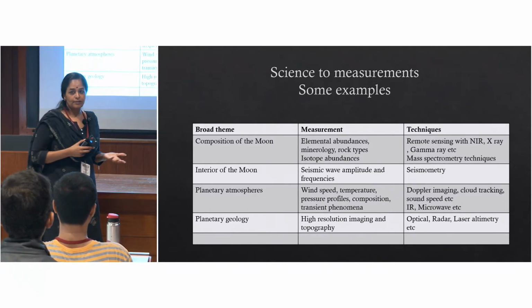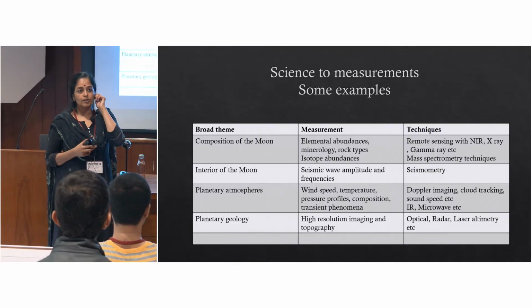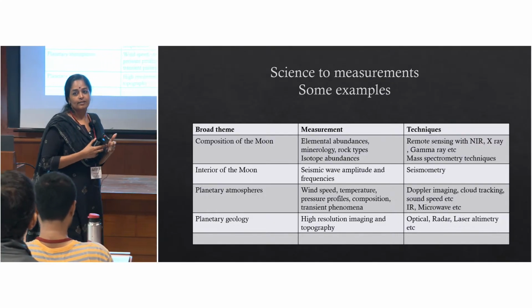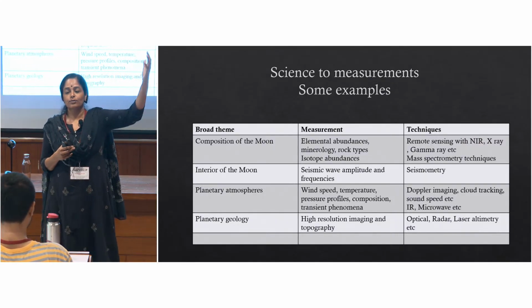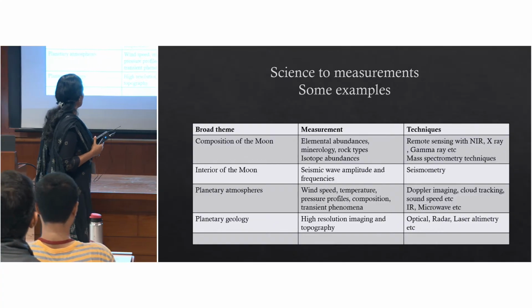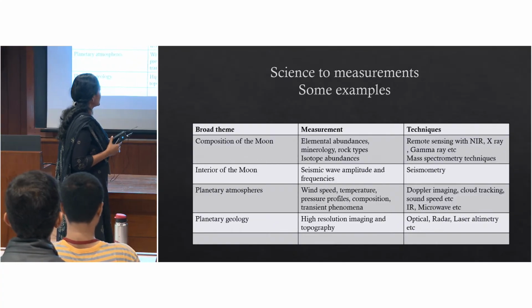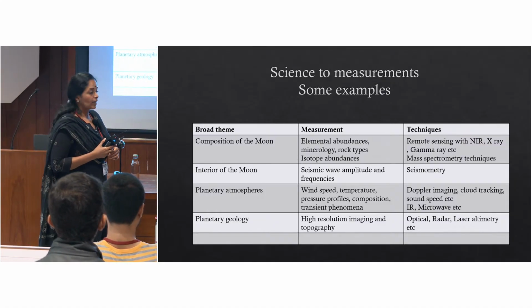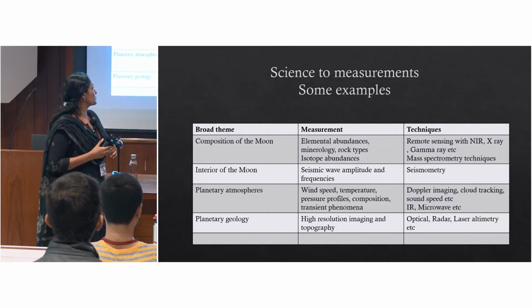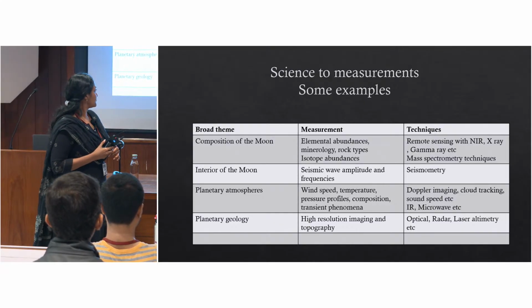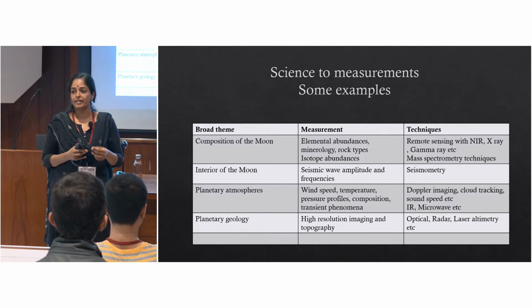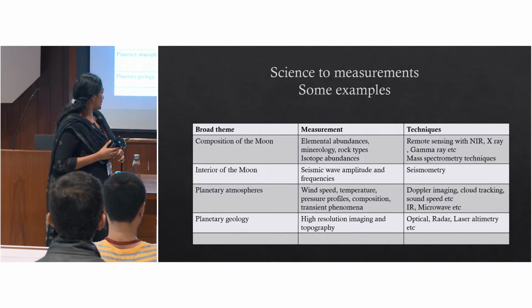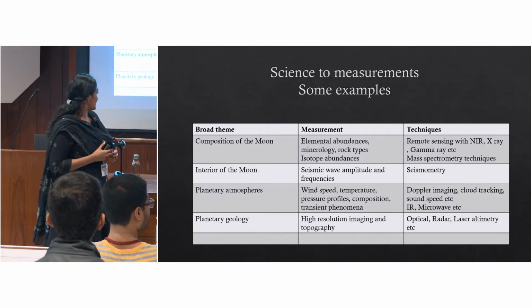So temperature, pressure profiles, you know, how the density varies, right? And that's how you divide the atmospheres into layers, like on Earth, right? Thermosphere, mesosphere, you divide like that. Many kinds of visible cameras are used for this, like for cloud tracking, etc. You can use Doppler imaging. Sound speeds are measured, because the sound speed depends on the density and pressure. IR, microwave, many techniques like that.